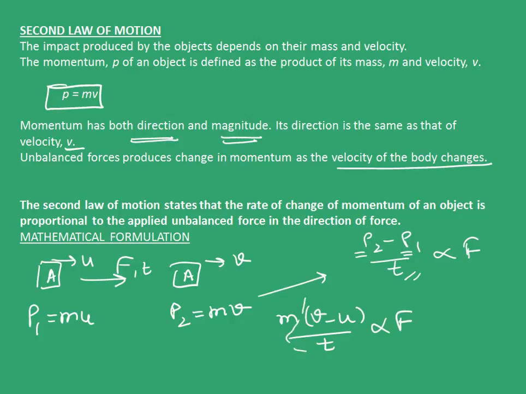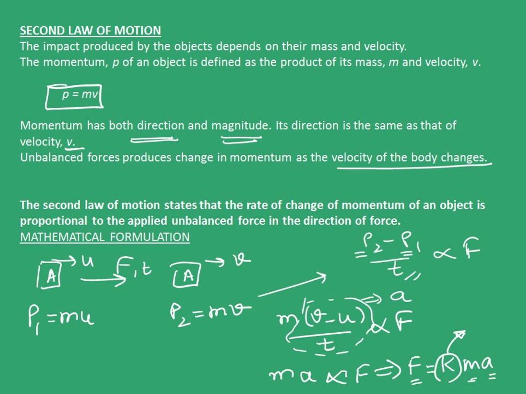Now, this (v minus u) upon t can be written as acceleration a, that is, rate of change of velocity. Therefore, ma is proportional to F. Now this can be written as F equals kma, where k is the proportionality constant. Now the values of F, m and a are chosen such that the value of k comes out to be 1. Therefore, what we obtained is force equals mass into acceleration. Given the acceleration of the body, we can find out the force acting on the body.